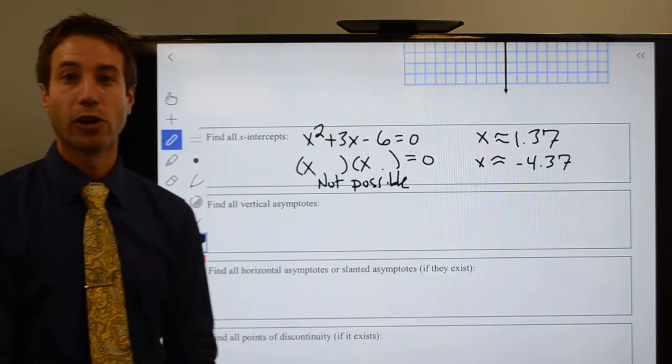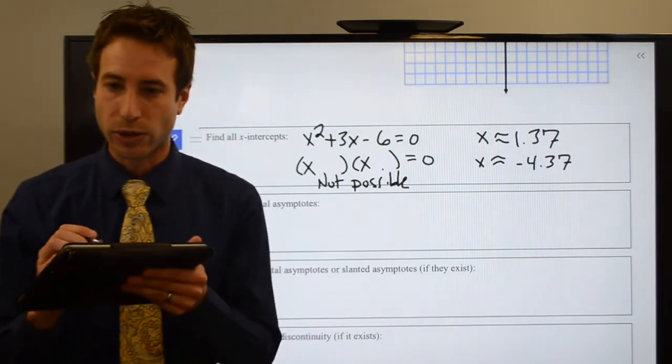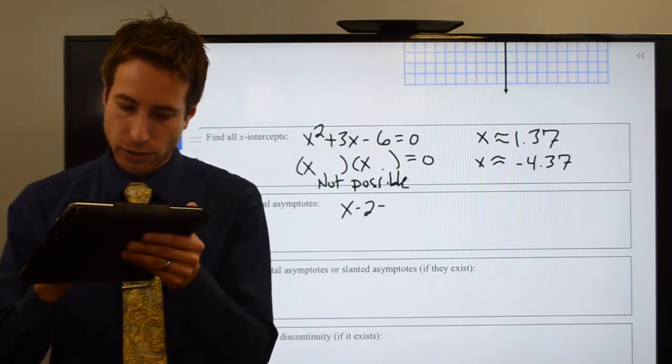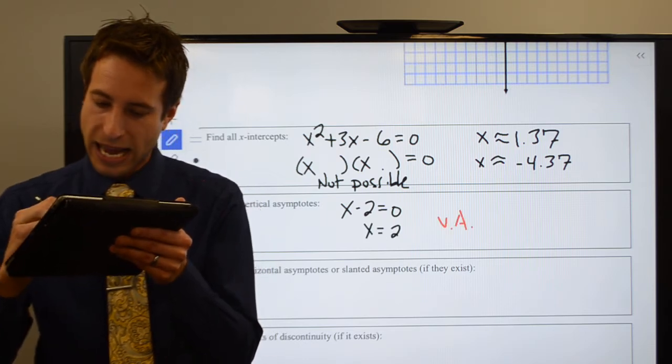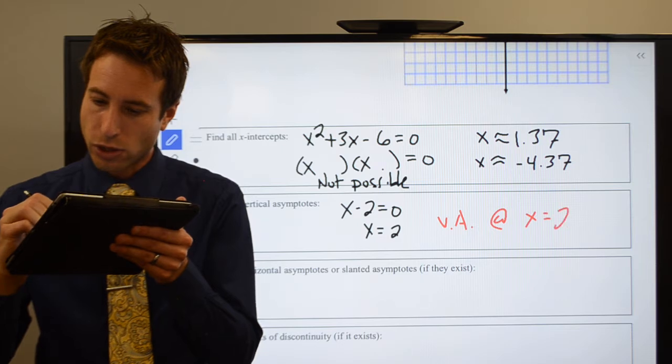Great. Vertical asymptotes. Set the denominator equal to 0. My denominator is x minus 2 is equal to 0. X is equal to 2. So I have a vertical asymptote at x equals 2.